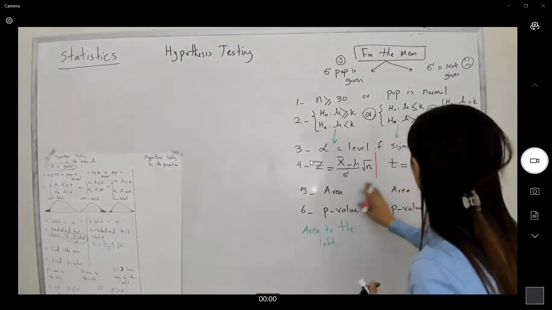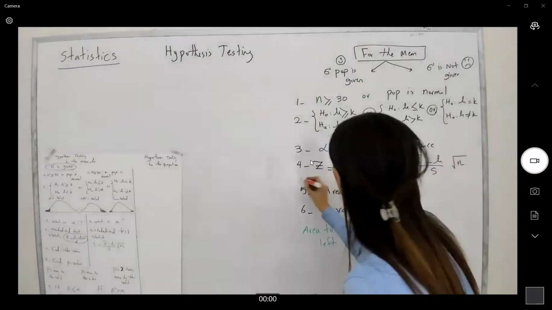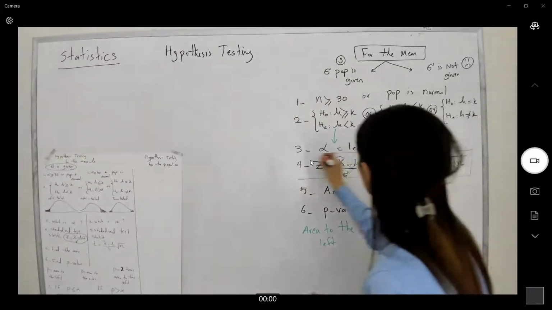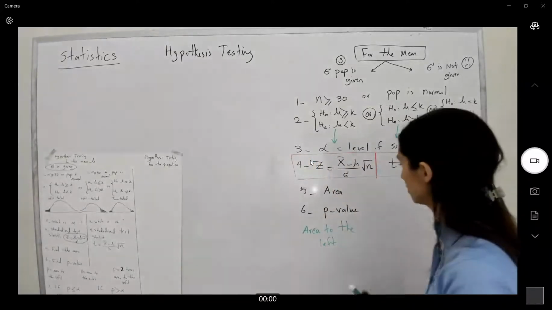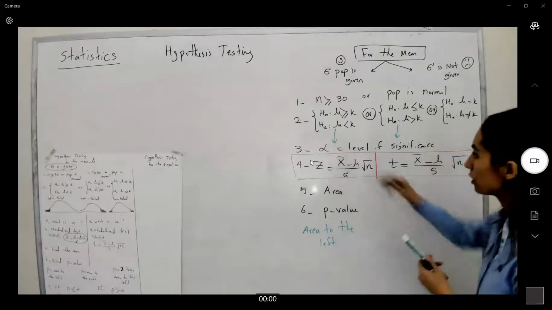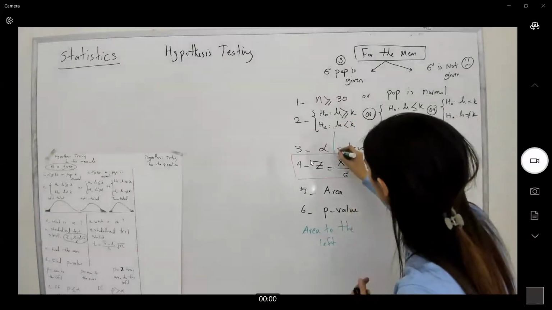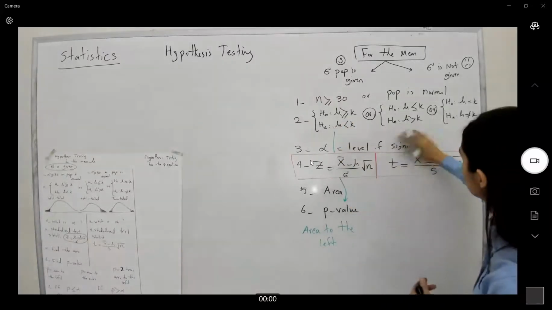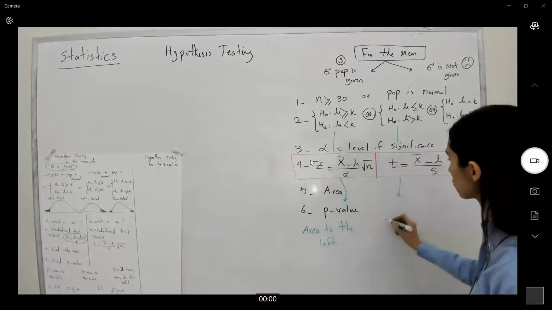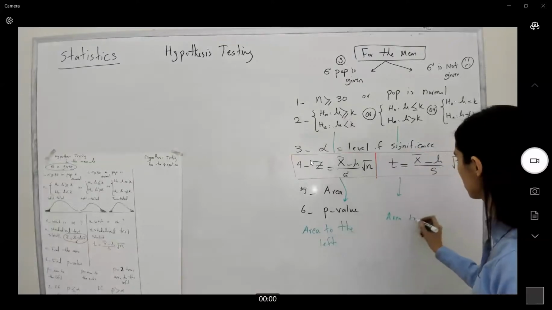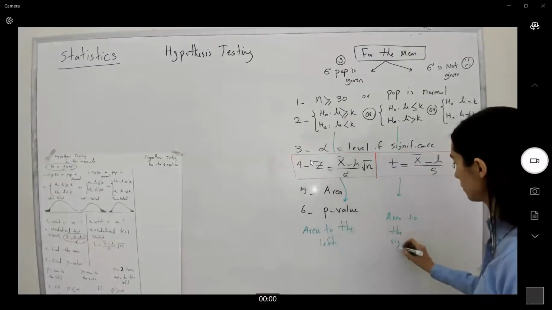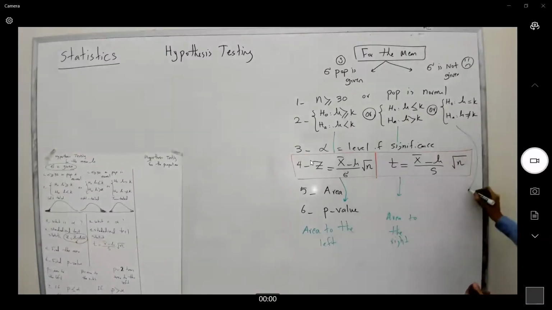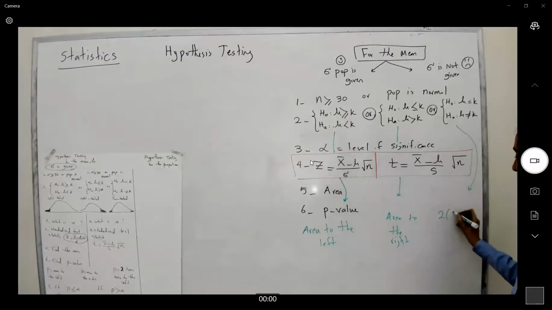So let me just erase this. This is the only thing that is different. So if this is the second category, the p-value is area to the right. And what if it's the third category? What's the p-value? 2 times area to the left. Excellent. Thank you very much.